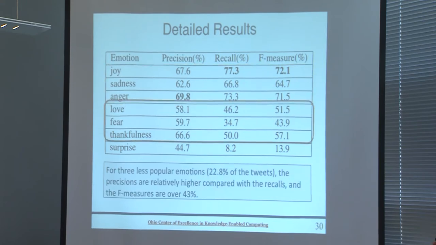And for the following three less popular emotions, love, fear, and thankfulness, they consist of 22% of the tweets. Their precisions are better compared with their recalls. And the F measure, the minimum one, is over 43%. So that is the result we get.